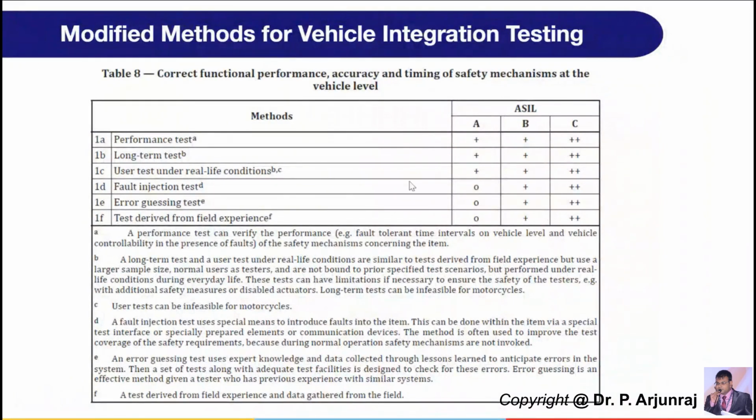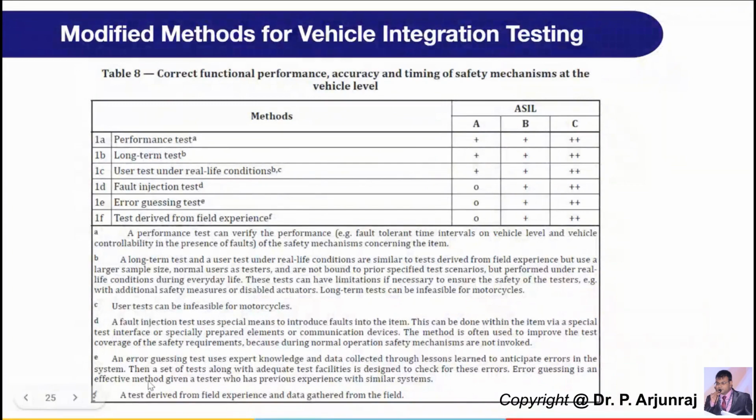So when it comes to SLA, performance test, long-term test, and user test under real-life conditions are applicable. When it comes to SLB, all the things you need to do, but SLC, you can see how it has been taken into consideration. I will give you an example of error, because we have seen all these things previously.